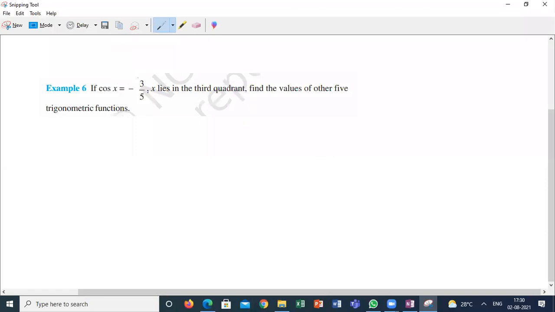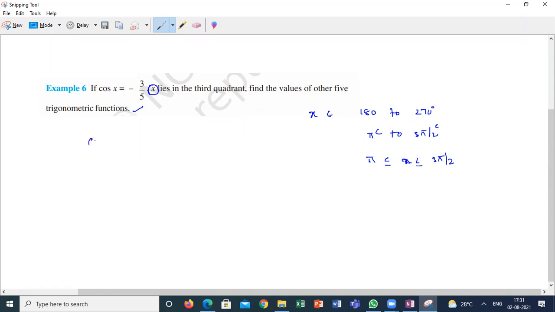x lies in the third quadrant. It is clearly mentioned that x lies in the third quadrant. That means the angle of x belongs to 180 degrees to 270 degrees. But I already told you, you should write from pi radians to 3 pi by 2 radians. So x is between them. This is the domain for this situation. So find the values of the other trigonometric functions.